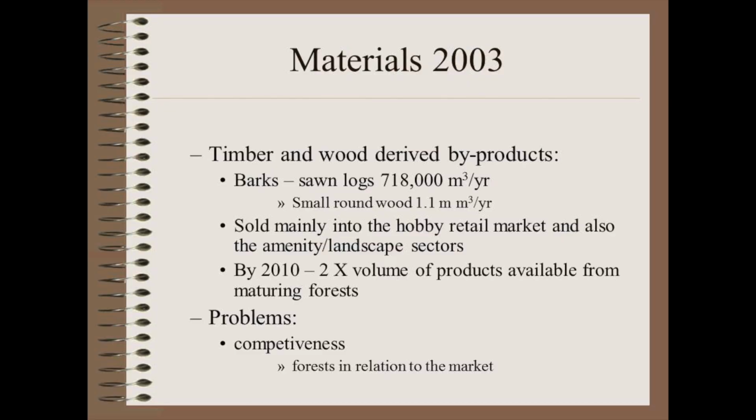So moving to 2003, Neil's picked out just a few front runners there. One of the products which performed well in trials was the timber and wood derived byproducts, of which in 2003 he estimated there was around 1.8 million cubic metres available. At that time, primarily sold into the amateur market and also in the amenity and landscapes. He did put a footnote there, back by 2010, this figure actually doubled, and it's becoming much more of an important product in terms of substrate development.